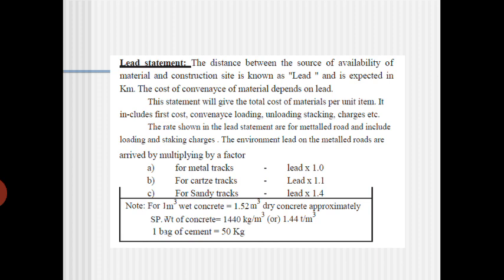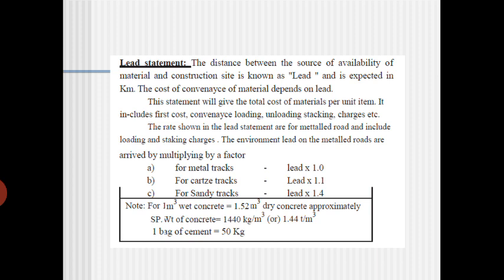And in the box they have mentioned, as I also mentioned in the previous slides, that for 1 meter cube of wet concrete, it is 1.52 meter cube of dry concrete. That much dry material, if you take and mix it, will give 1 meter cube of wet concrete. And the specific weight of concrete is 1440 kg per meter cube. Specific weight means the density of concrete, or 1.44 ton per meter cube. Normally one bag of cement weighs 50 kg. In the next slides we will do some calculations based on these ratios.